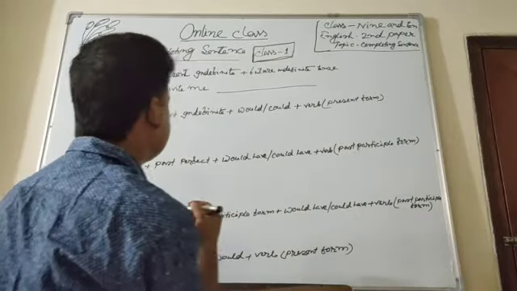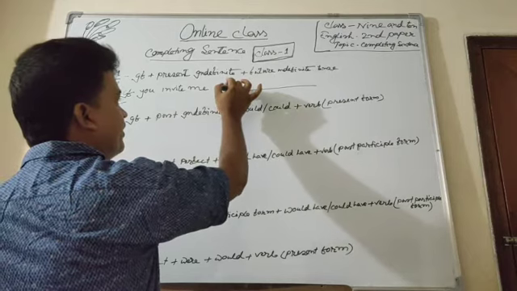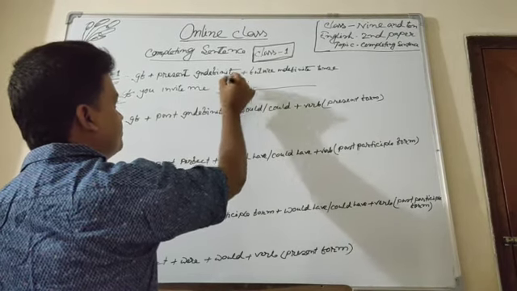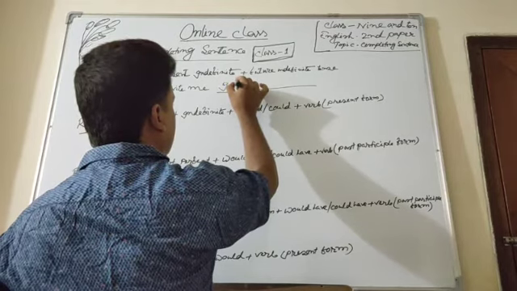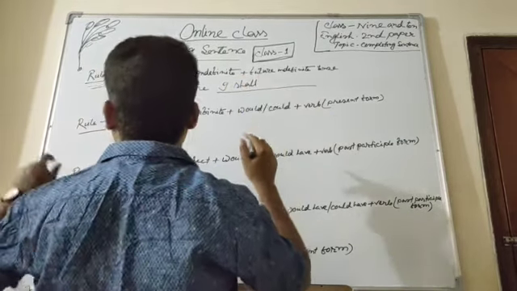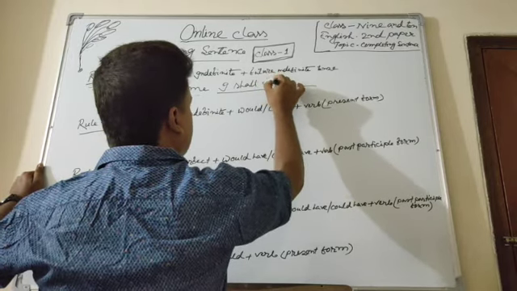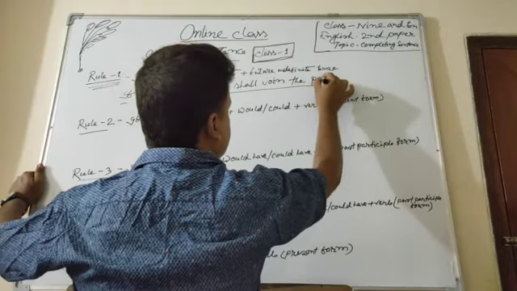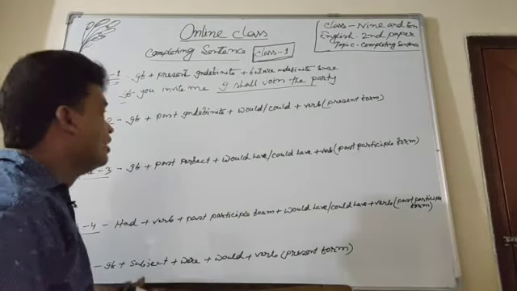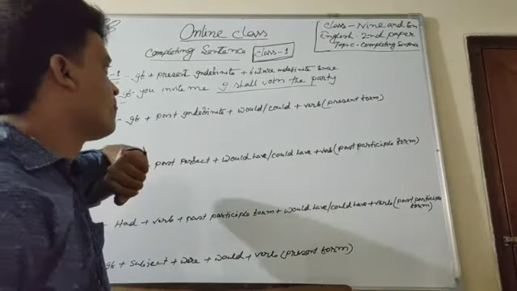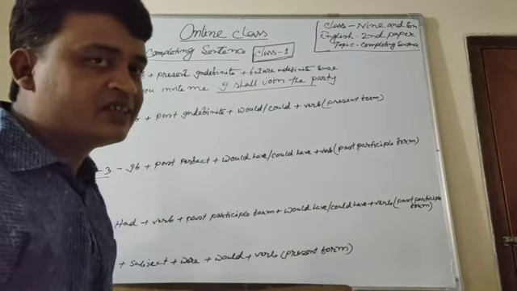If you invite me, if I take a suitable subject, I can use I and then shall or will. If you invite me, I shall join the party. Okay. If you invite me, I shall join the party. This is future indefinite and this one is present indefinite. Okay. Let's discuss another rule.